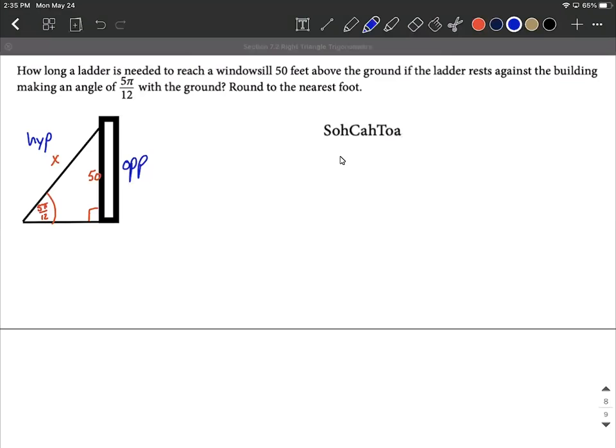All right, so looking at SohCahToa, we want to pick out which trigonometric ratio connects together these two. When we're looking at opposite and hypotenuse, we have to use the first one as it's written here, that sine is going to be opposite over hypotenuse. So with that, we can go ahead and set up the sine of 5 pi over 12 is going to equal the opposite, 50, over the hypotenuse, x.